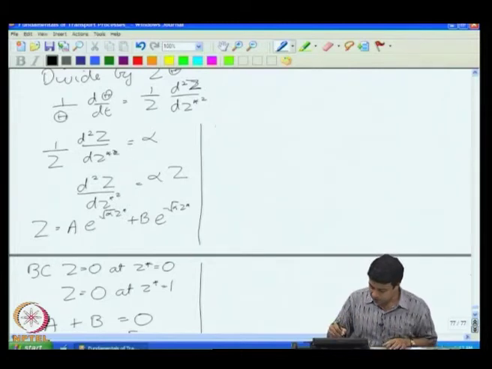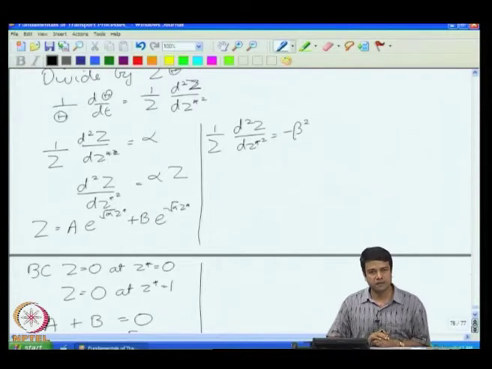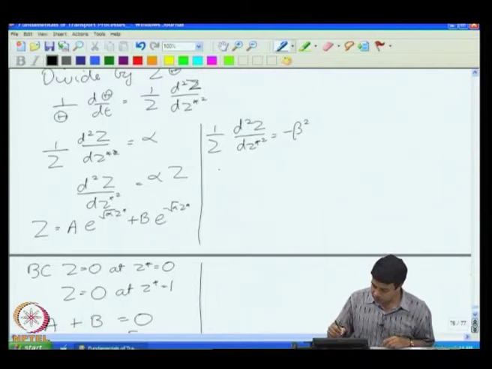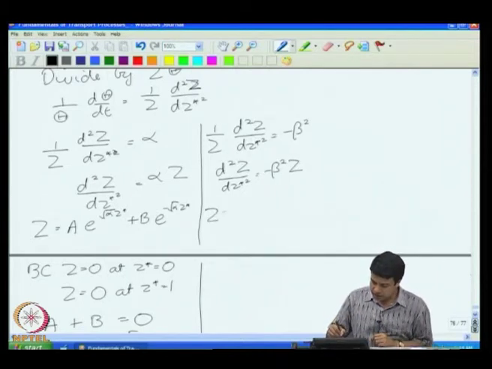So, I will take the equation of the form alpha is equal to minus some constant square, so that this beta is negative, so that the constant that I have here is a negative value. Beta square is always positive and therefore, the right hand side is negative. The equation reduces to d square Z by d z star square is equal to minus beta square Z. The solution for this is Z is equal to a cos beta z star plus b.